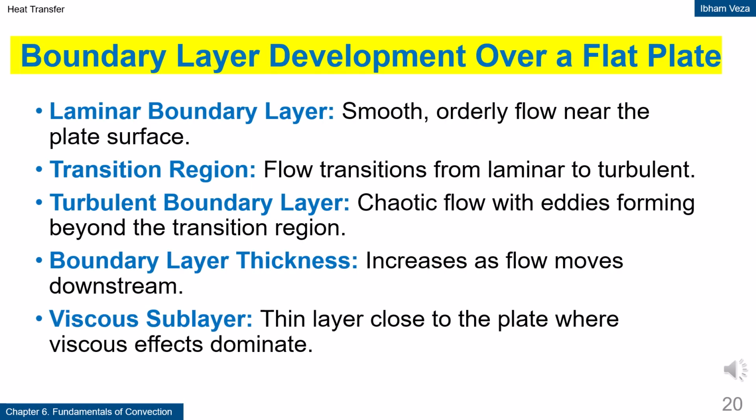Boundary layer development over a flat plate. The laminar boundary layer is characterized by smooth and orderly flow near the surface. After passing the transition region, the boundary layer becomes turbulent and shows strong mixing. The boundary layer thickness increases with distance from the leading edge. Near the wall, there is a very thin viscous sublayer that is important for momentum and heat transfer. This structure explains why turbulent flow usually provides higher heat transfer rates.